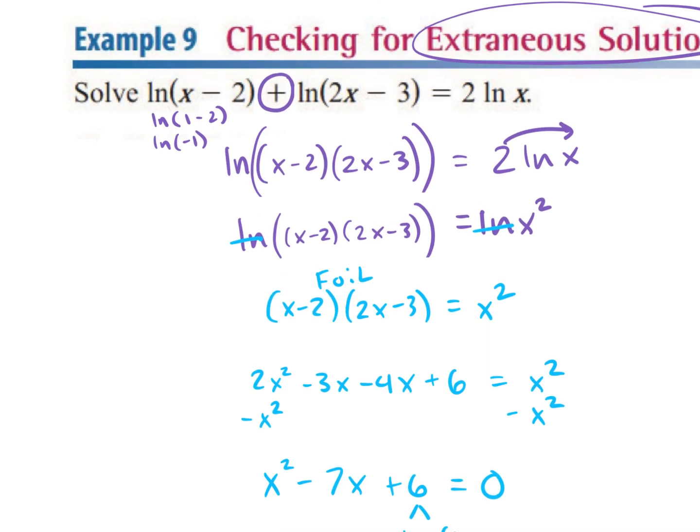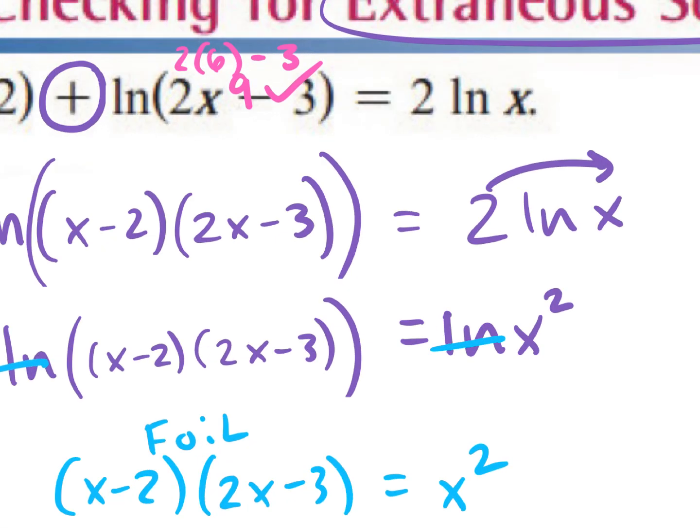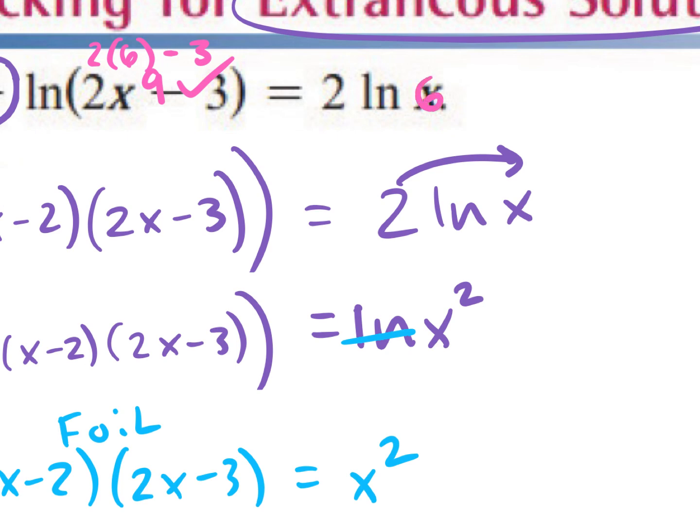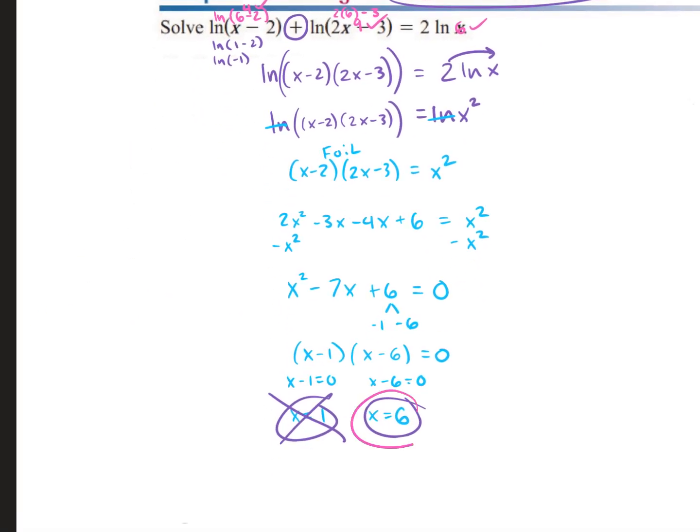Now we can also check 6. So if I'm taking the ln of 6 minus 2, 6 minus 2 is 4, so that's a positive number, so we're good there. Here I have 2 times 6 minus 3, which would be 9. 9's a positive number, so that works. And then the ln of 6 is positive also, so that works. So 6 works. So x is equal to 6 is our only answer here.